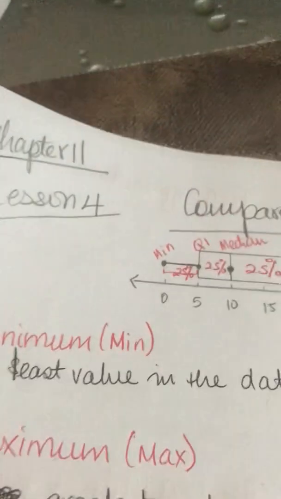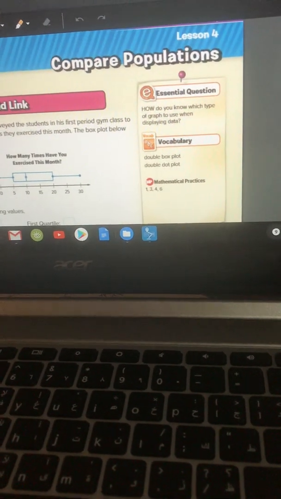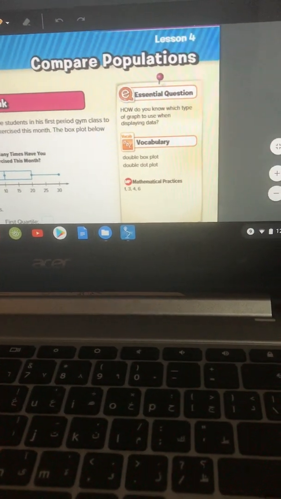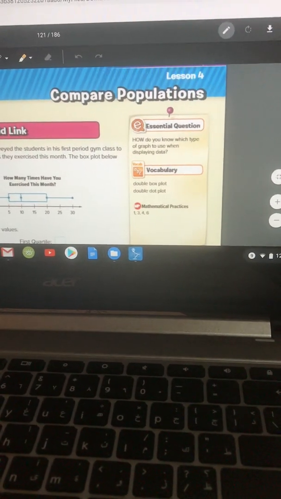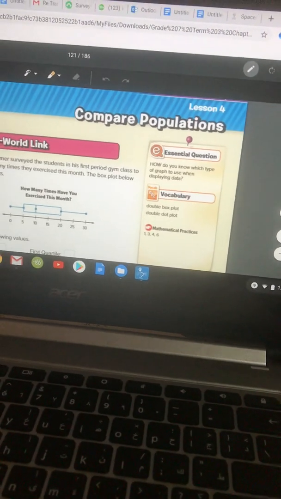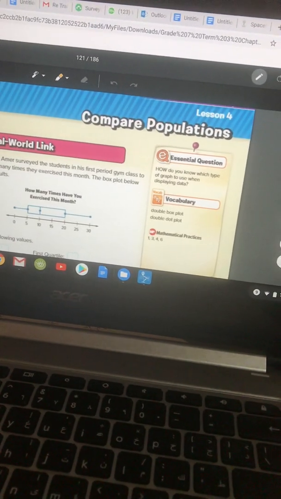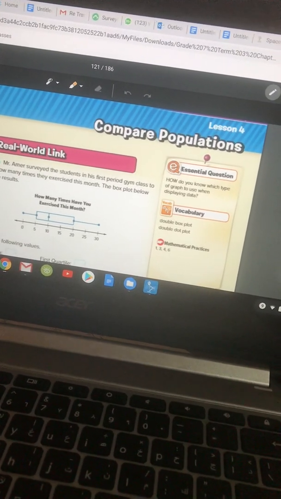Okay, grade 7. This is chapter 11, lesson 4. Compare populations. Okay? And like I told you, we must know how to read, we must know how to label, we must know how to solve correctly, we must know how to use vocabulary correctly, we must know what the words we are reading mean, how do I get them, okay?